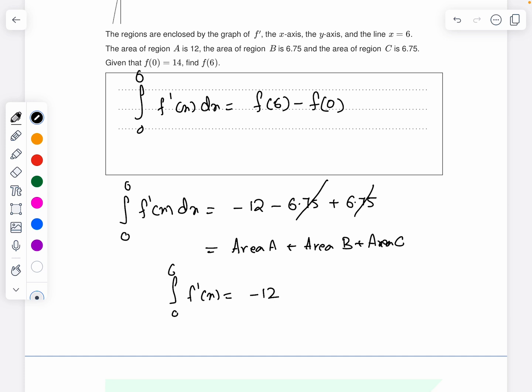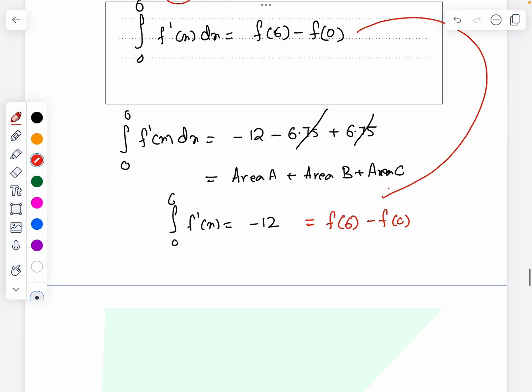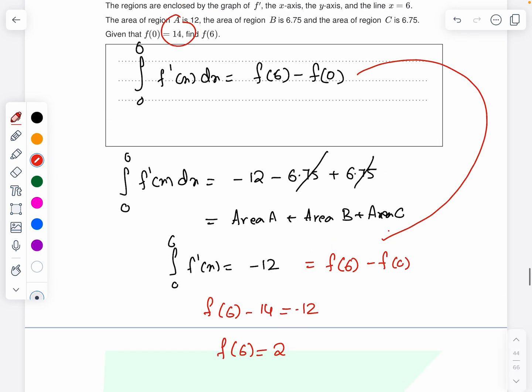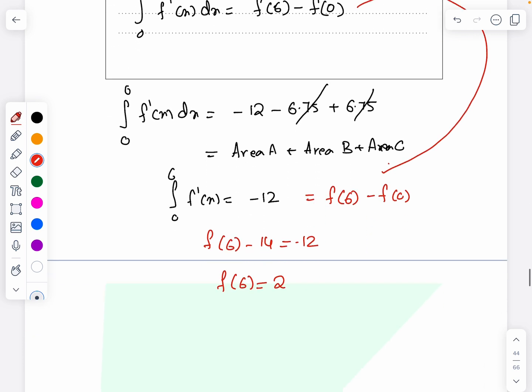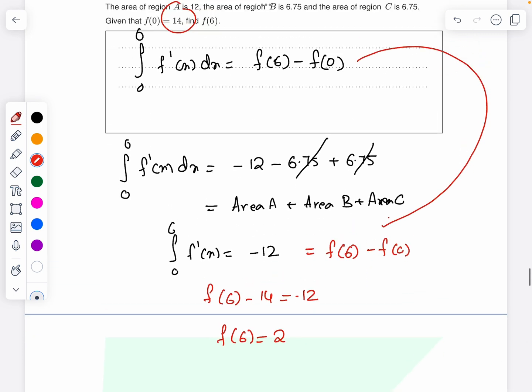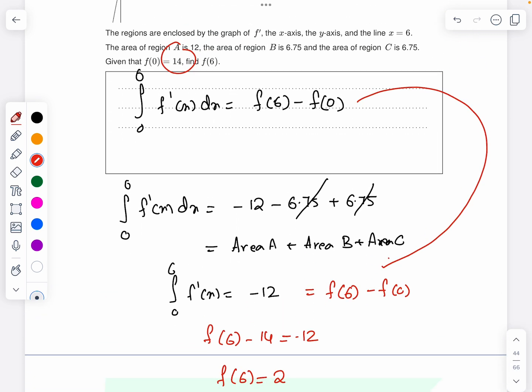But we know that the integral of f prime x is nothing but f of 6 minus f of 0. f of 0 is already given as 14. So f of 6 minus 14 equals negative 12, so f of 6 equals 2. I was able to find f of 6 equals 2. See carefully, pause the video and see the logic of what has been done. You will be able to understand.